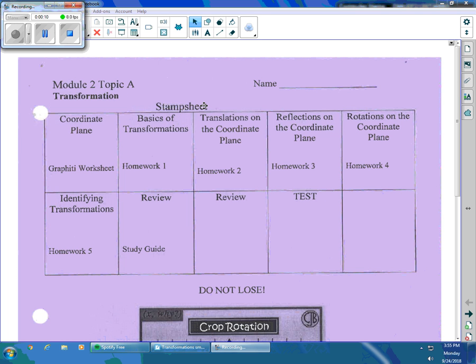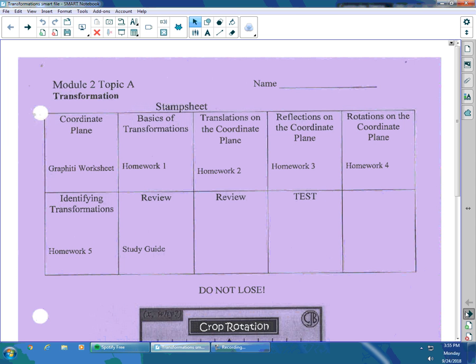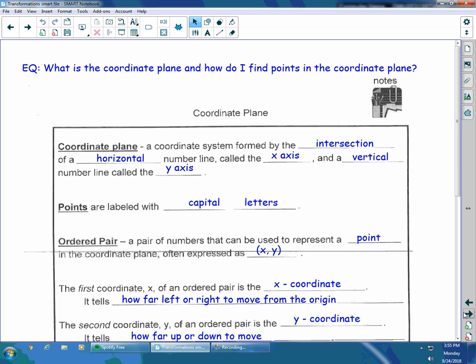You should have a packet that has a purple front cover and it says Module 2, Topic A in the top left-hand corner, and then this gives an overview of the different lessons that we're going to be having. I'd like you to open, please, to page number 1 on the inside, and it should say coordinate plane at the top, and then it indicates that there's notes. There's not an EQ line written at the top, but there certainly is plenty of room.